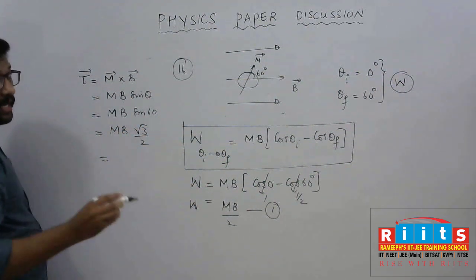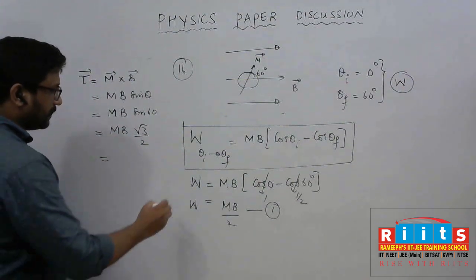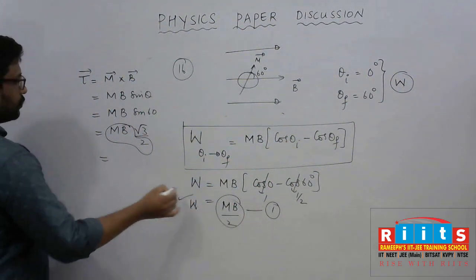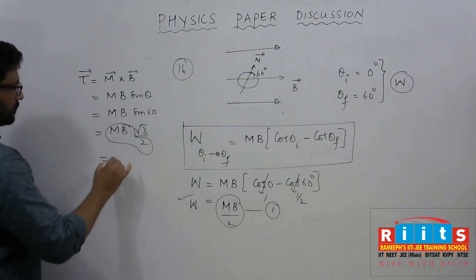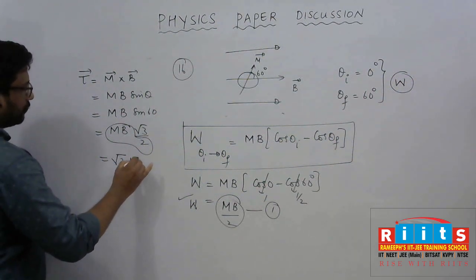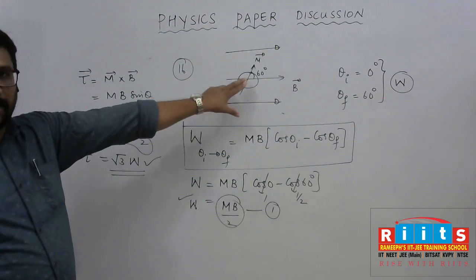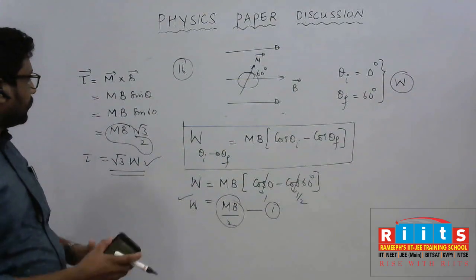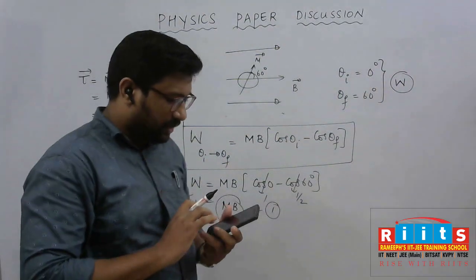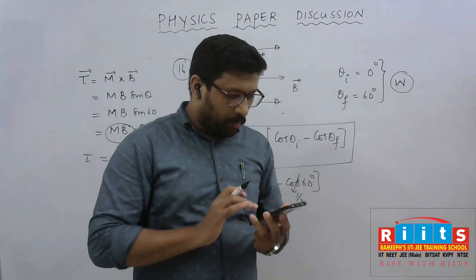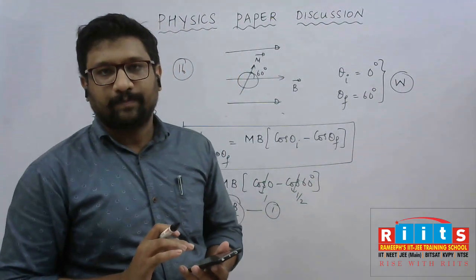You have to write the answer in terms of work done. Here the work done is given as mb by 2. Instead of mb by 2, substitute the work done as W. So the answer is root 3 times W. So the torque required at the final position to hold the needle is root 3 W, and the correct option is option A.